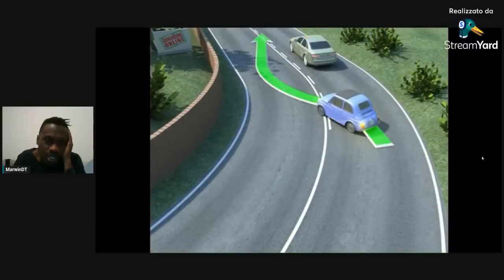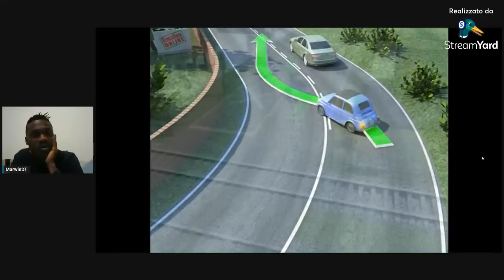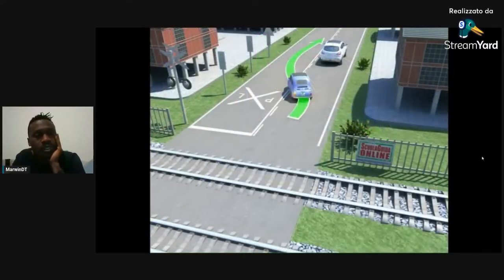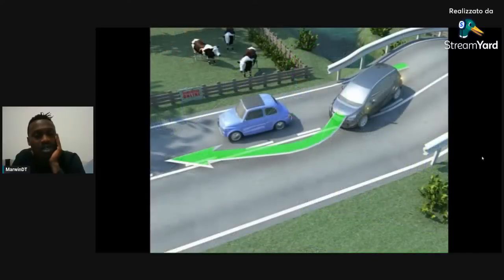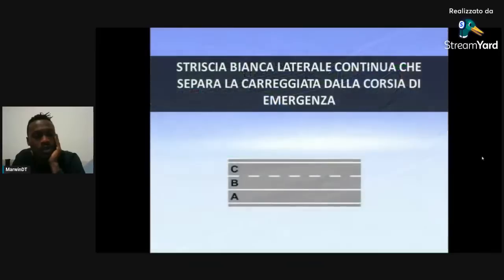You can see it when the curve is ended and then you are getting to a straight road. That is where you see the discontinuous together with the continuous. When you have crossed the passaggio a livello and when you have descended from the dorso, which is the bumping.